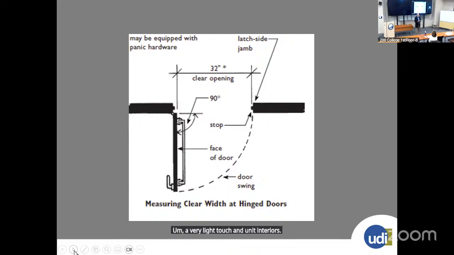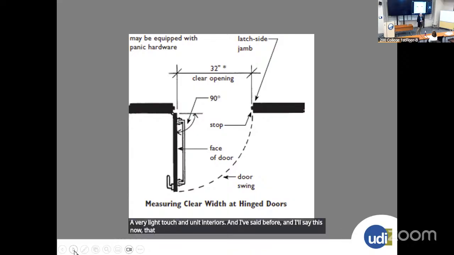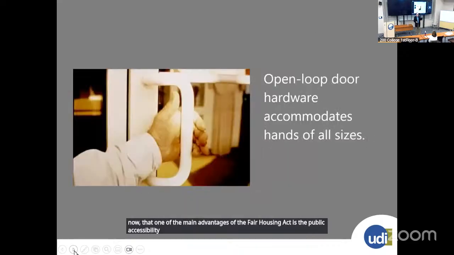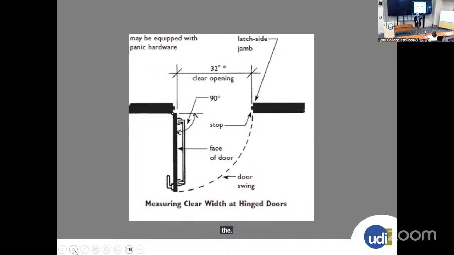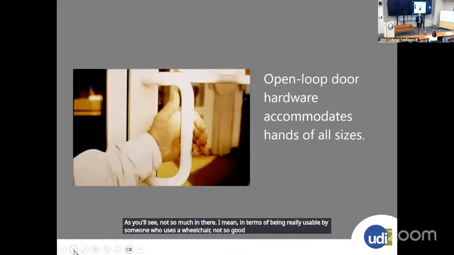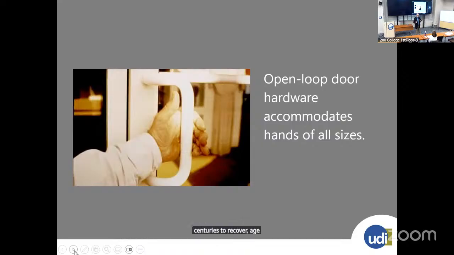And I've said before, and I'll say this now, that one of the main advantages of the Fair Housing Act is the public accessibility, the parking spaces, the leasing office, did I hit that? All the amenity areas, all those routes of travel. Inside the unit, as you'll see, not so much in there. I mean, in terms of being really usable by somebody who uses a wheelchair, not so good. It's why we're getting more involved in the multifamily area now, in coming up with alternative standards that actually would let people, again, with this century's demographic, age in place better and not have to leave sooner.